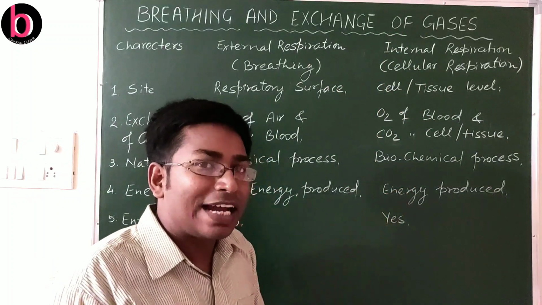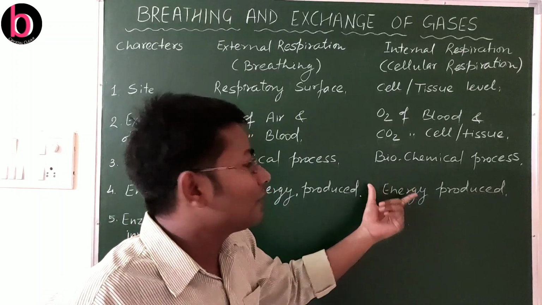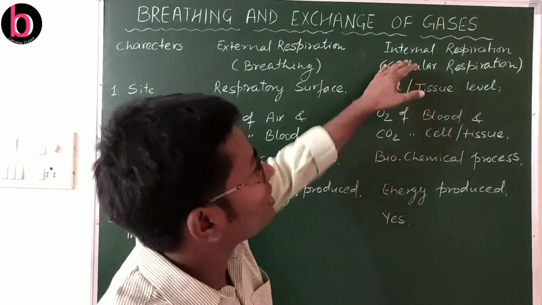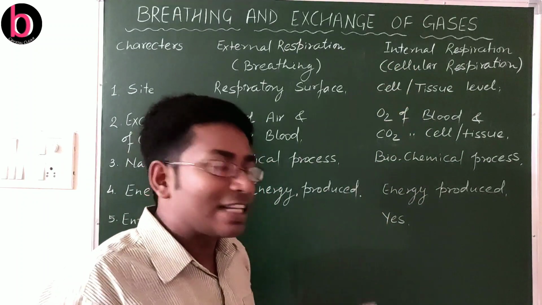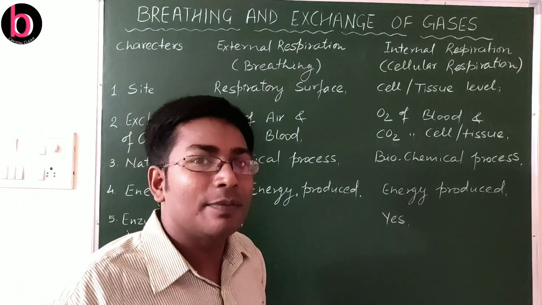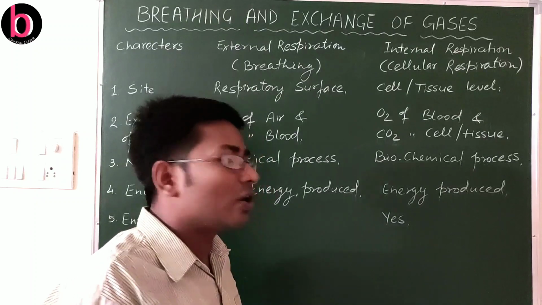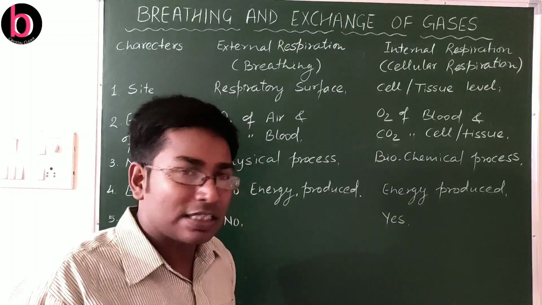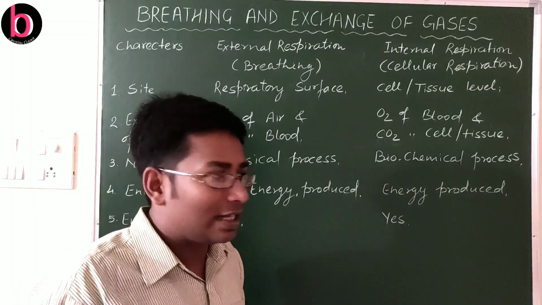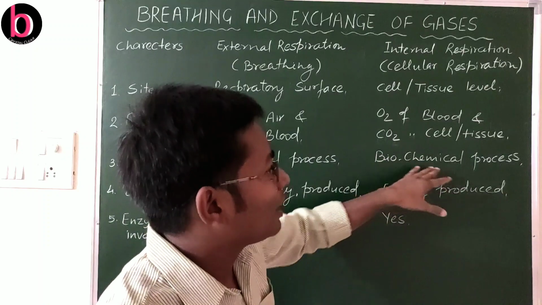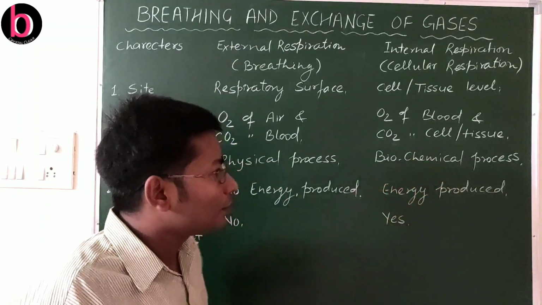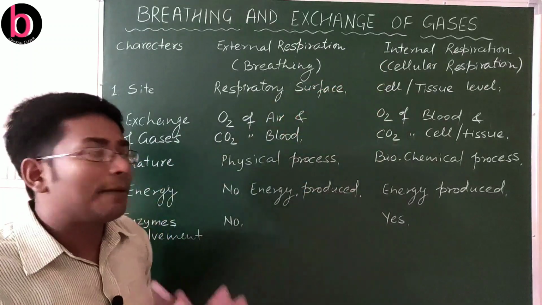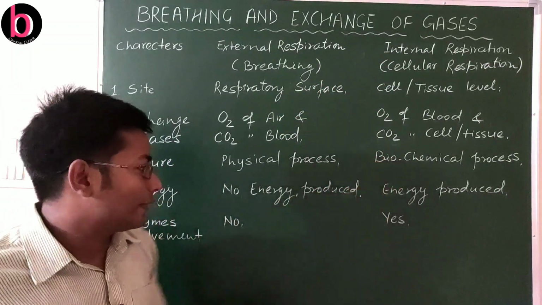So here in cytoplasm there is a number of enzymes that will perform glycolysis, and in mitochondria too, if the process is aerobic respiration, then again in mitochondria there are enzymes for link reaction, that is also known as oxidative decarboxylation. There is also enzyme for Krebs cycle. So this is a biochemical or physiochemical process. Without enzyme, internal respiration can never be completed. That's why this is biochemical.